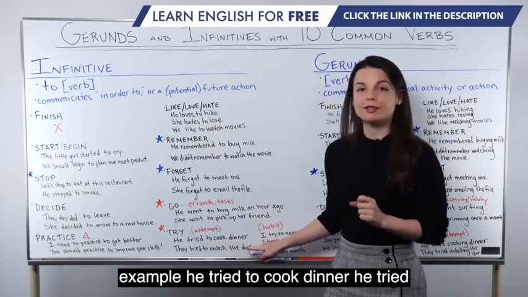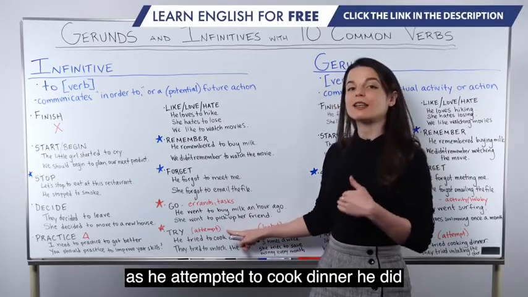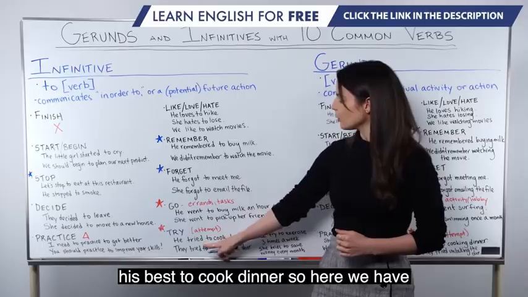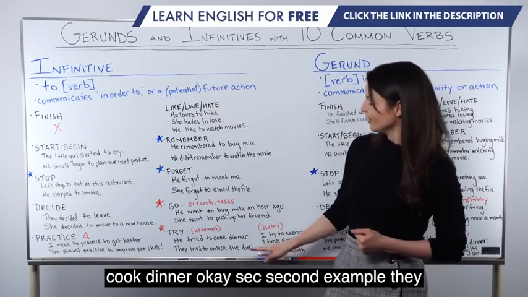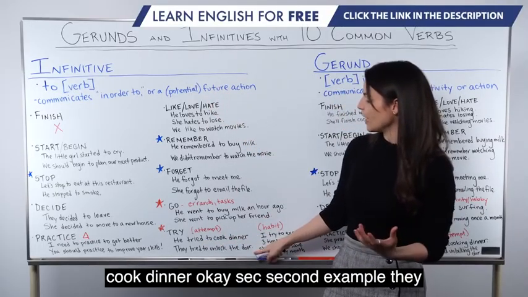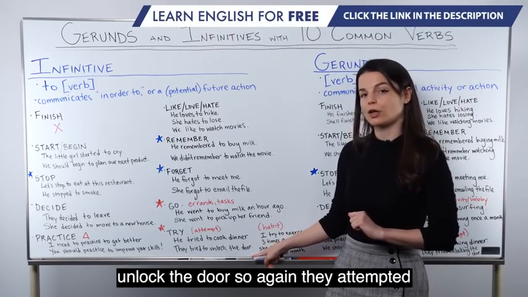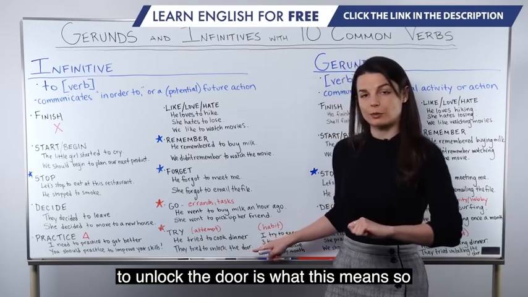He tried to cook dinner. So we can understand this as he attempted to cook dinner. He did his best to cook dinner. So here we have to cook as the infinitive. Okay? Second example. They tried to unlock the door. So again, they attempted to unlock the door is what this means.